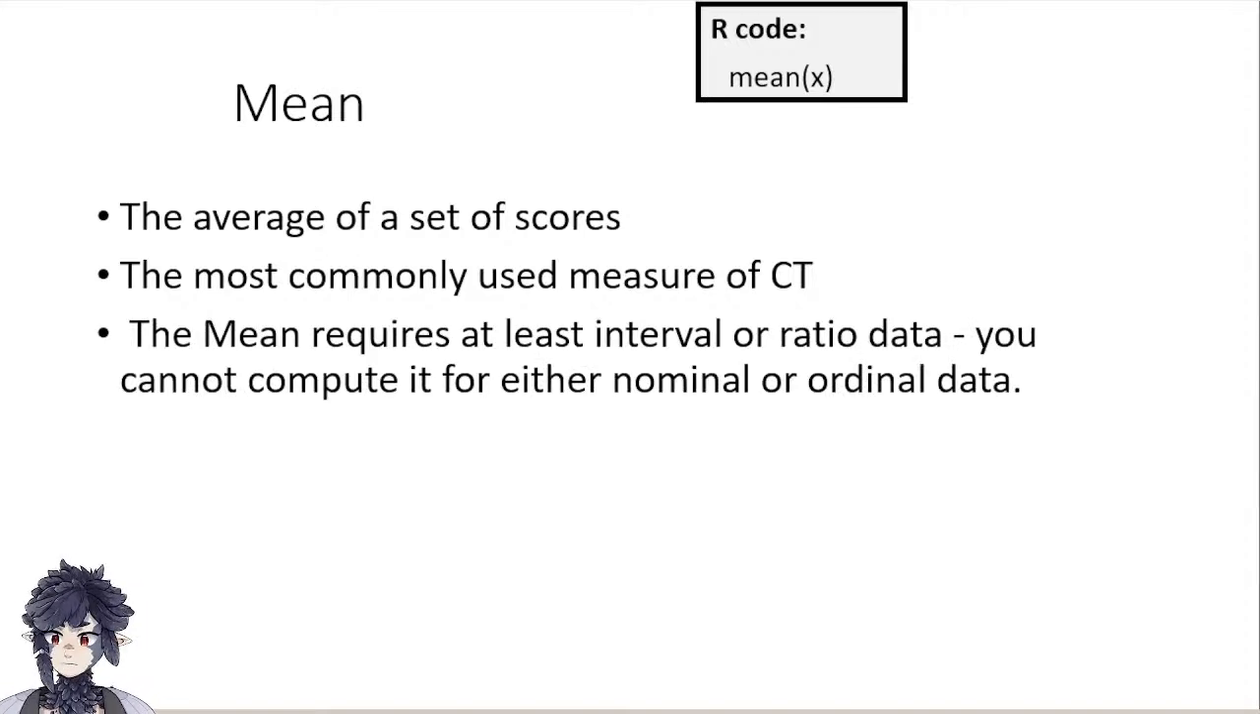Technically, you're only supposed to do the mean with interval or ratio data. You shouldn't be doing this with ordinal, and you definitely cannot do it with nominal. So you shouldn't do it with ordinal. We do it with ordinal all the time. We calculate the mean of ordinal data all the time, even though we really aren't supposed to. But it's impossible to calculate it with nominal data.